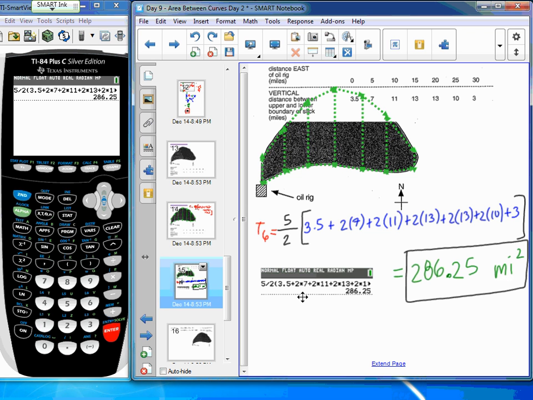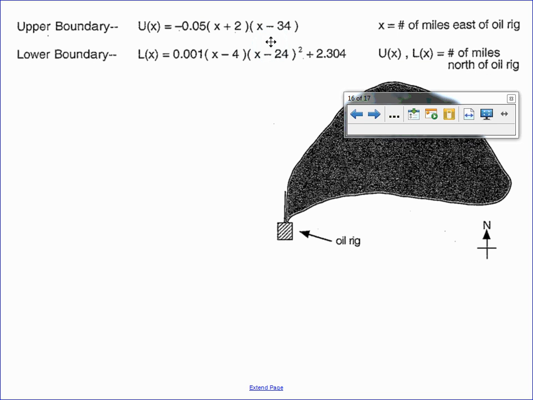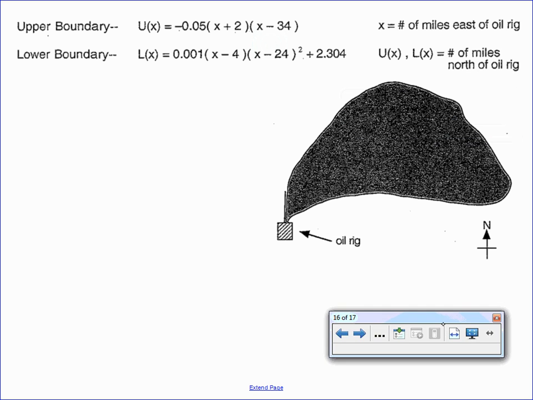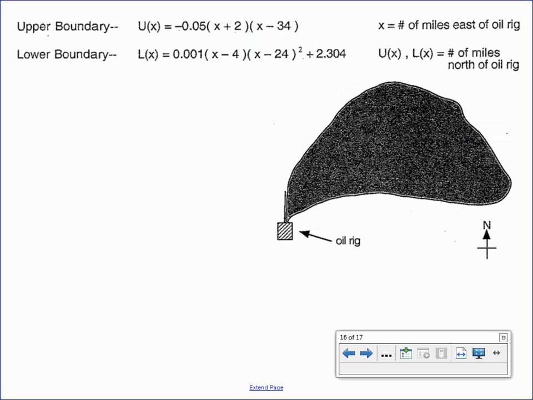All right. And what questions do you have about our trapezoidal approximation? All right. Now let's go ahead and add another layer to this. So let's suppose now that we had an approximation for this upper boundary curve. And so let's suppose that the upper boundary is approximated by the function u of x.